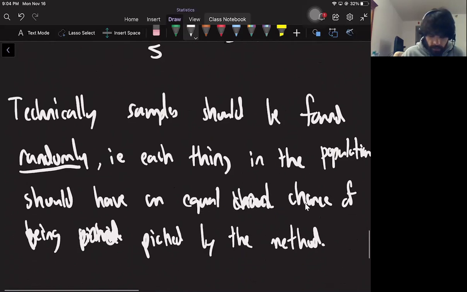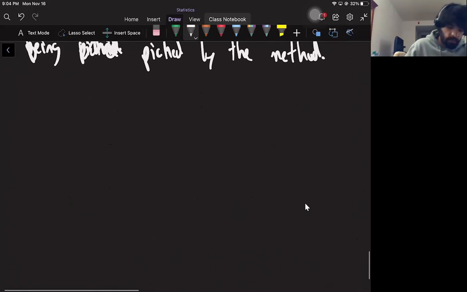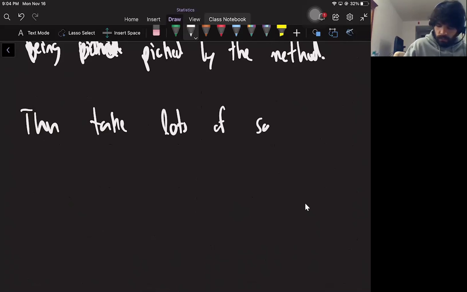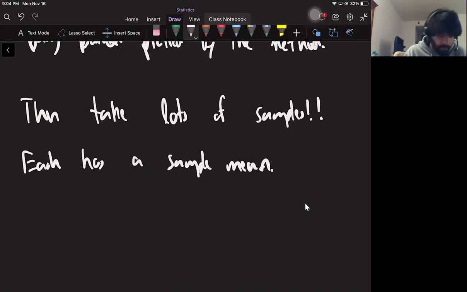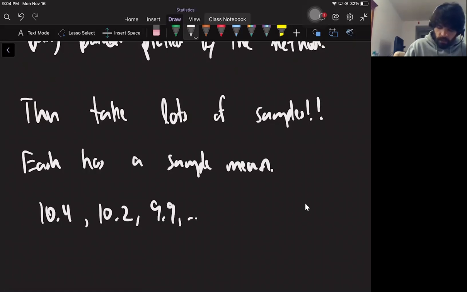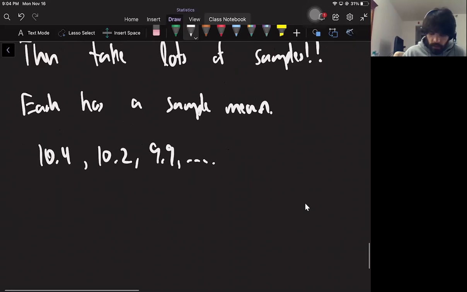So the point is I take a sample, find the sample mean, but then I do this a bunch of times. So then take lots of samples. On this website, this will do this for you at the click of a button. Each one has its sample mean. I just did one up there, but it was 10.4. But then say I get a bunch more like 10.4, 10.2, 9.9, and so on. I'll just get a whole bunch of them. These are all sample means.